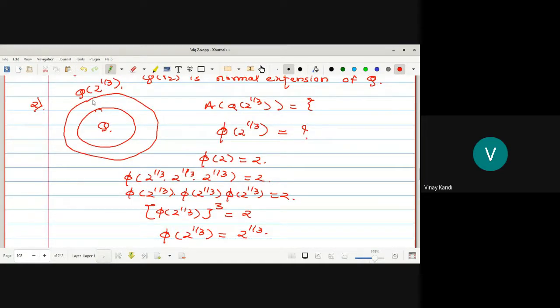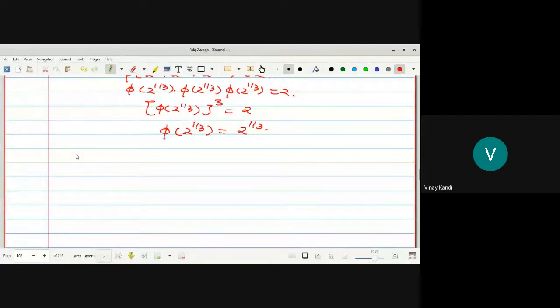So the automorphisms of Q of 2 raised to 1 by 3: only the identity mapping is there. Suppose that identity mapping is sigma 1. If you take G of Q of 2 raised to 1 by 3 relative to Q, this GKF is a group, which is equal to only sigma 1.